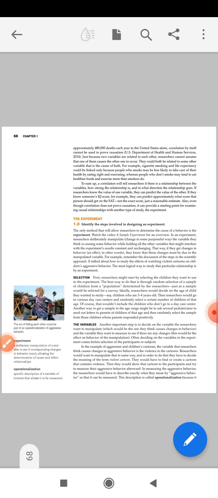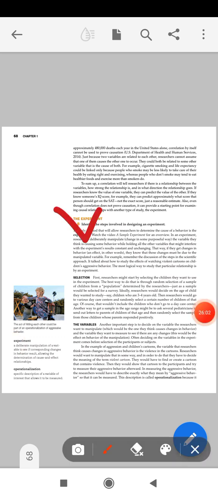An experiment is a technique where we can get the causal relationship. Causation is established in experiment, not in other types of research methods. It's only in experiment that we can infer causation. What is an experiment? Let's understand it with an example.